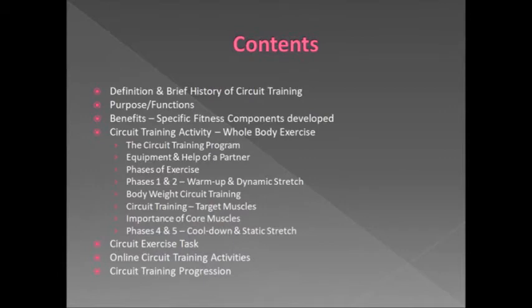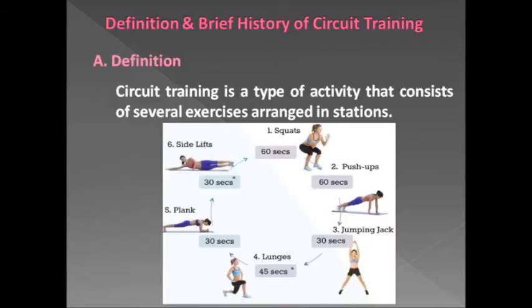And here are the contents. Let us proceed first with the definition of circuit training. Circuit training is a type of activity that consists of several exercises arranged in stations. Here in our example, we have 6 different kinds of activities: the squats, push-ups, jumping jacks, lunges, planks, and side lifts.